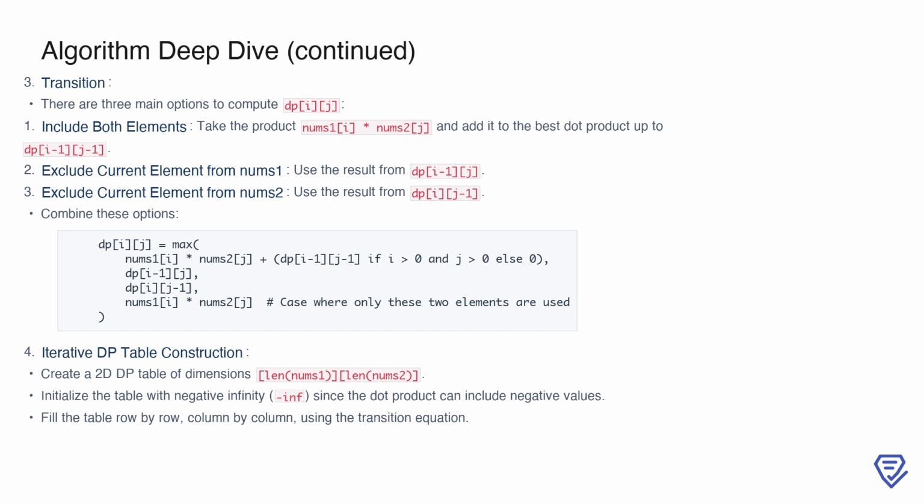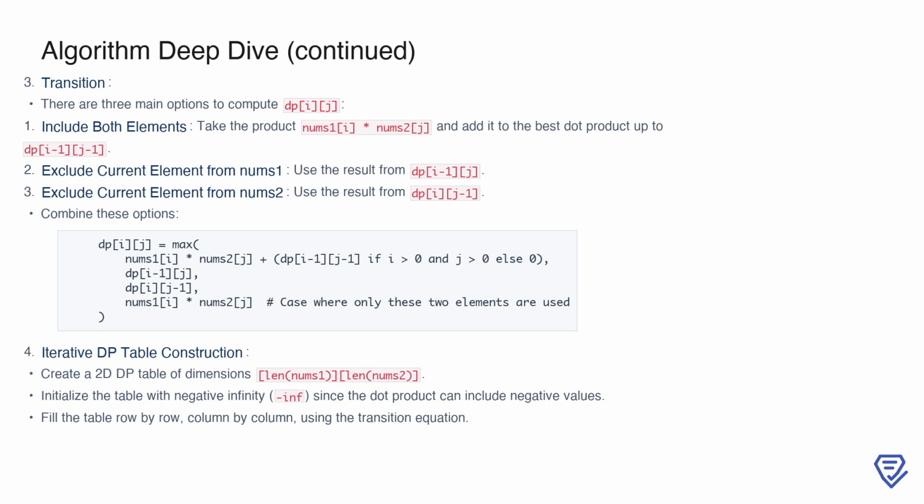Additionally, we consider the product of nums1[i] and nums2[j] by itself, representing the case where only these two elements are used. Combining these, the transition formula becomes the maximum of these options: nums1[i] * nums2[j] plus dp[i-1][j-1], if valid, dp[i-1][j], dp[i][j-1], and the product alone.